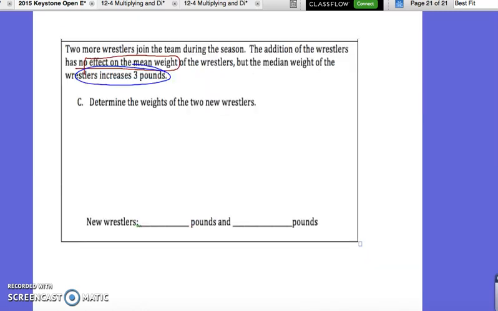Part C is pretty tricky. It says 2 more wrestlers joined the team during the season. The addition of the wrestlers has no effect on the mean. So the mean is still 153. The wrestlers' median weight increases by 3. So the median was 146, but we're adding 3. So now the median is 149.